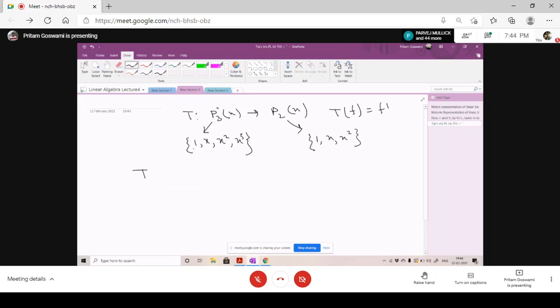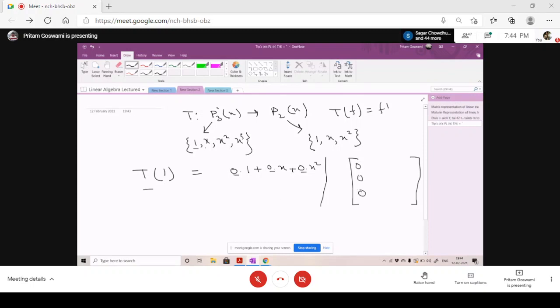First we consider this vector, T of 1. What will T(1) be? 0, right? So basically 0 into 1 plus 0 into x plus 0 into x square. I'm constructing the matrix here, so you just write these scalars in the first column: 0, 0, 0.